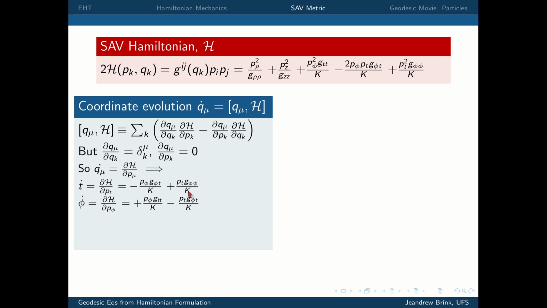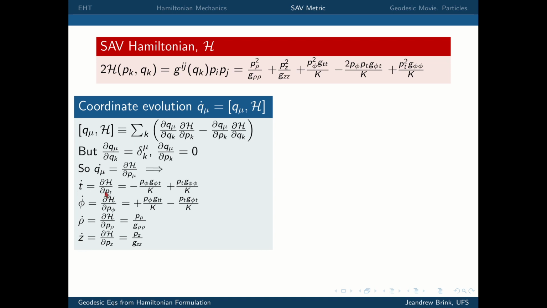Similarly with phi dot, you can go through the same process. dH/d p phi: look wherever you have p phi, differentiate there to give the first term, divided by 2 because it's twice the Hamiltonian. Differentiating the other term with respect to p phi, you're left with pt g phi t over k and a minus sign. And we can go on. rho dot is simply p rho over g rho rho, and z dot is simply dH/dpz, which is pz over gzz.